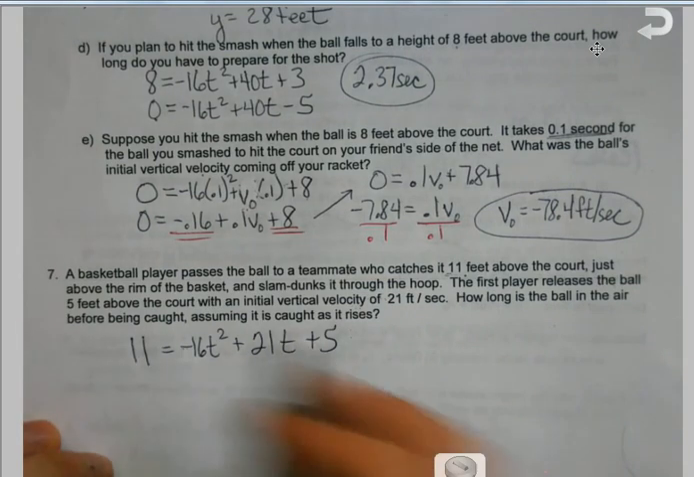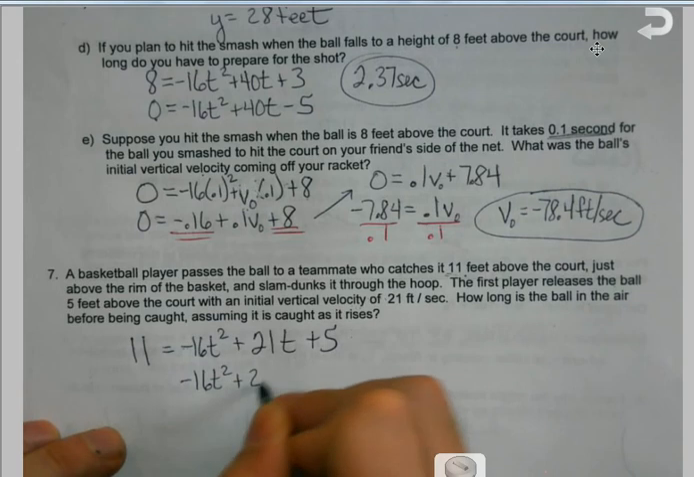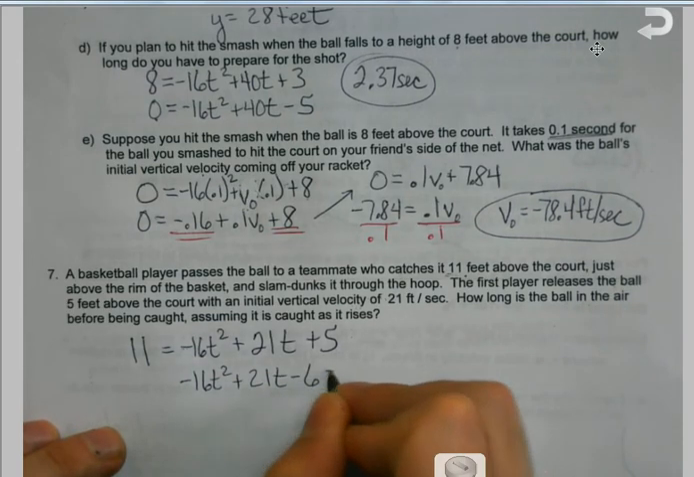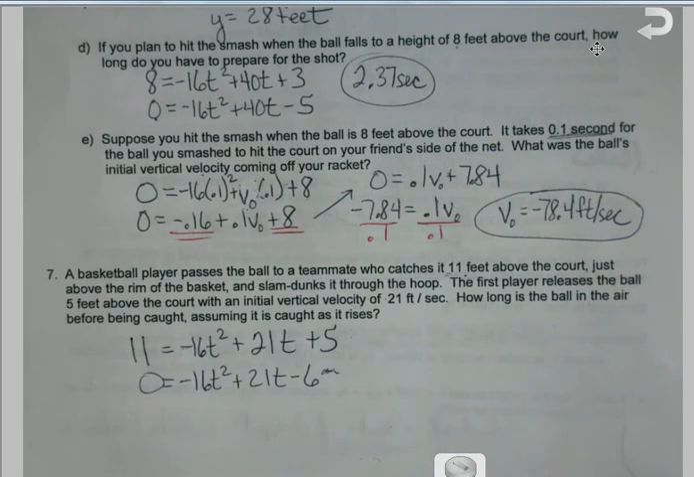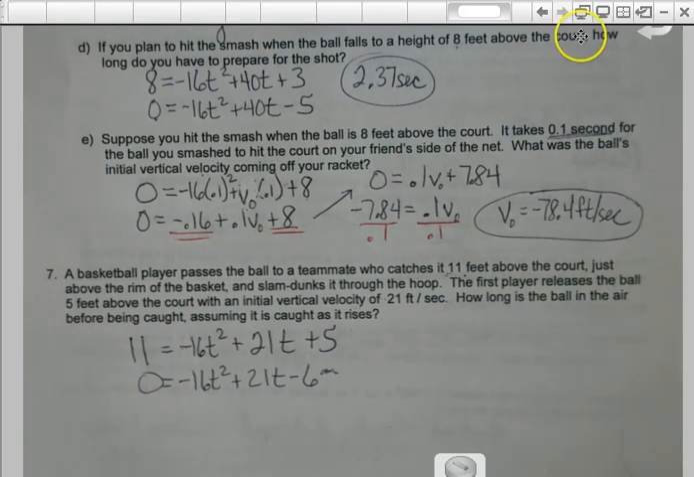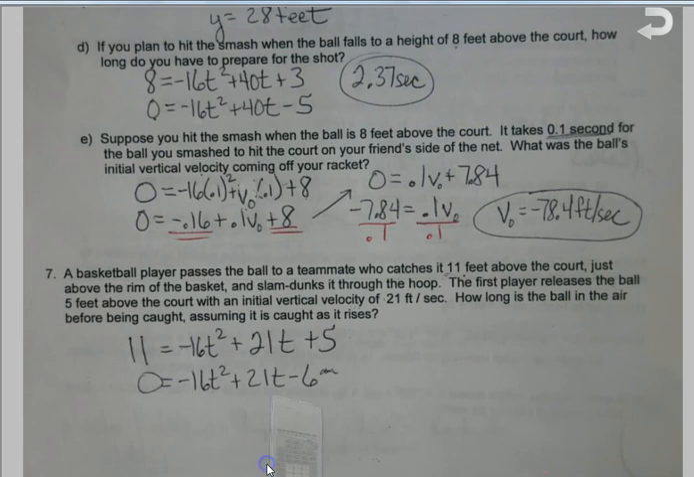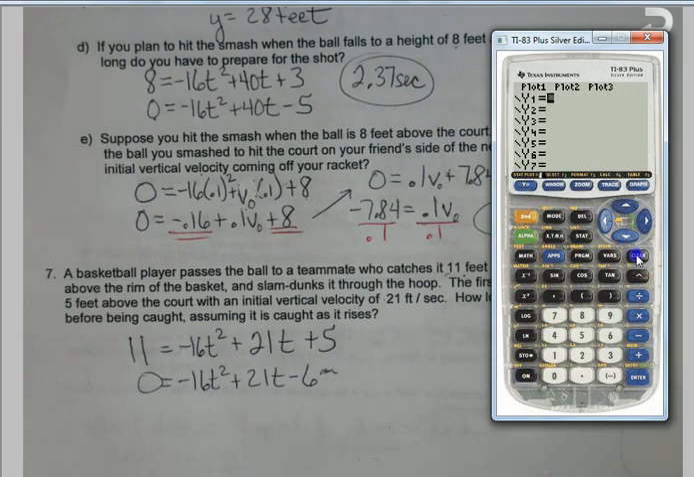As usual, I got to move the 11 out of there. How long is the ball in the air before being caught, assuming it's caught as it rises? All right, we need to find, for our last part here, clear this out. When I go to graph this, I'm looking at this and I'm going, okay, how long is the ball in the air before being caught? I need to find my 0. Oh, look how far down this is. Need to adjust our window here a little.